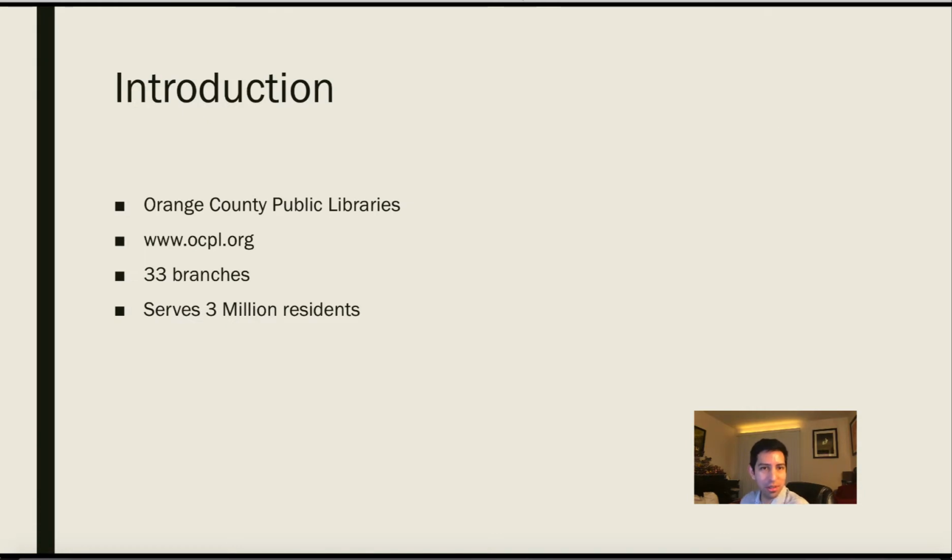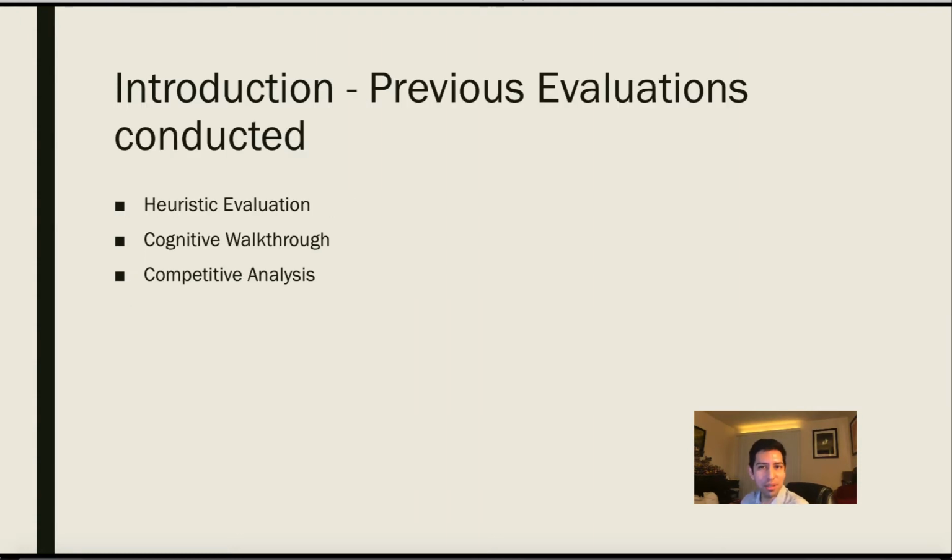A brief introduction about the library system. It's a network of 33 branches in Orange County and serves approximately 3 million residents. I've conducted some other evaluations leading up to this usability test. I did a heuristic evaluation, a cognitive walkthrough, and a competitive analysis, and I'll go into each of them to reveal some of the insights and problems I found.